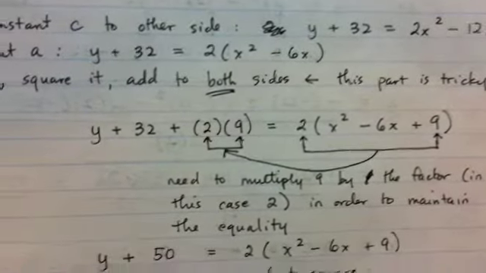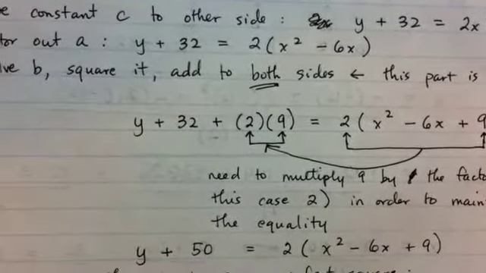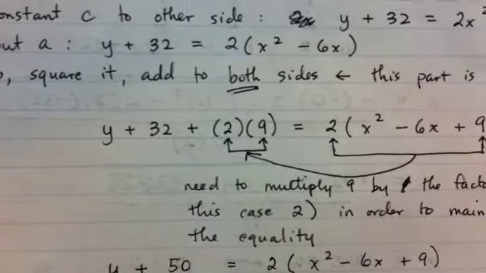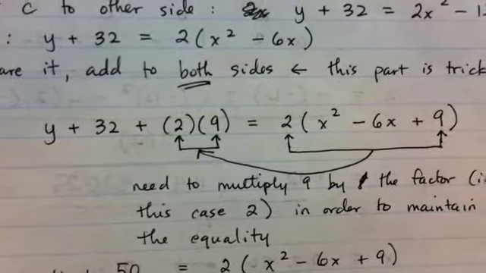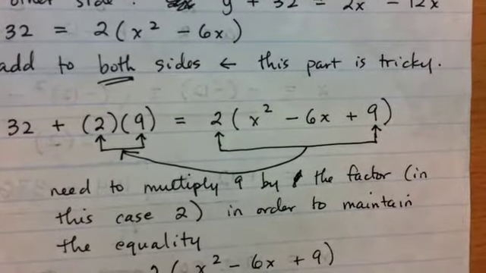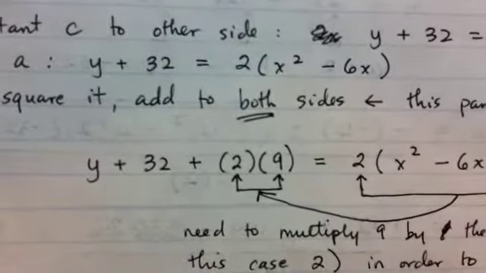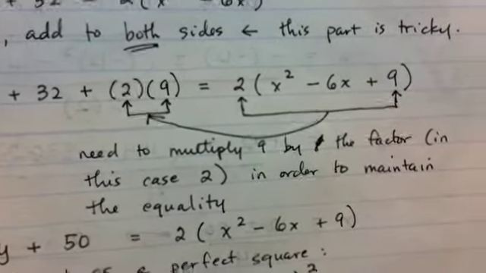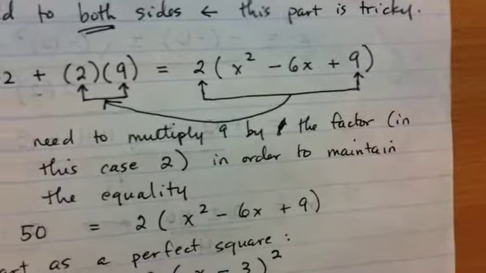This part is the trickiest part. But you're going to end up with this, as you can see. And you have to remember to add it to both sides. You're going to need to multiply the 9 by the factor, which is in this case 2, in order to maintain equality on both sides of the equation.